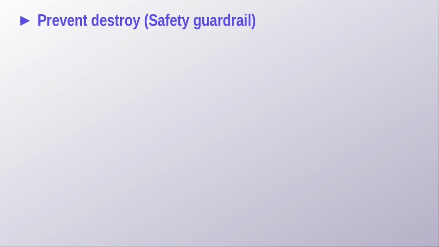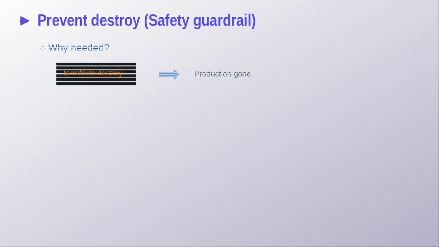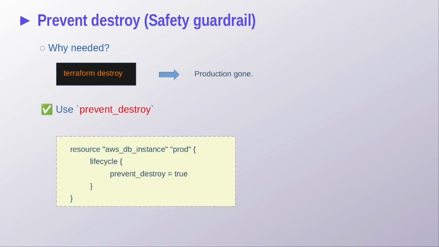Prevent destroy. Why do we need this? Terraform destroy, and production is gone. This happens more often than people want to admit. With prevent destroy, Terraform will refuse to destroy the resource, even if it is explicitly told to.